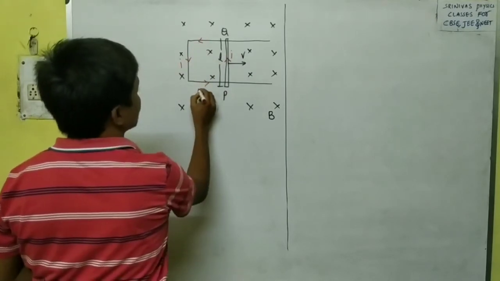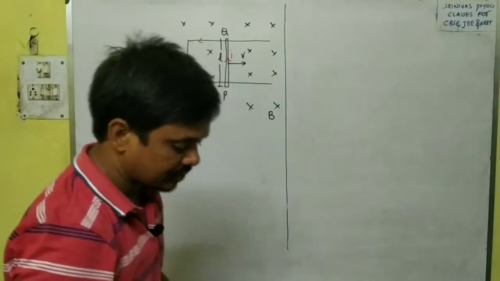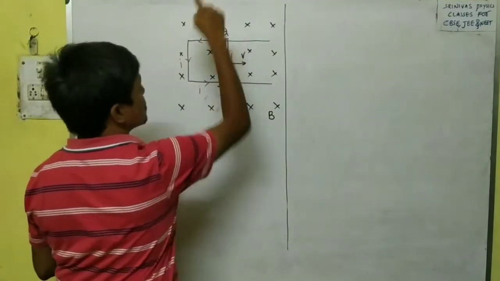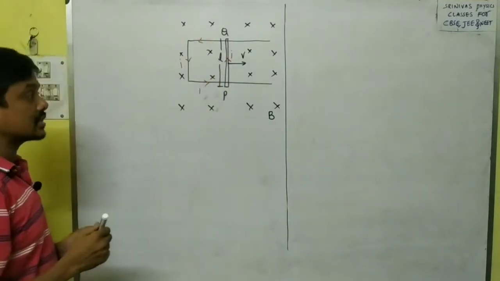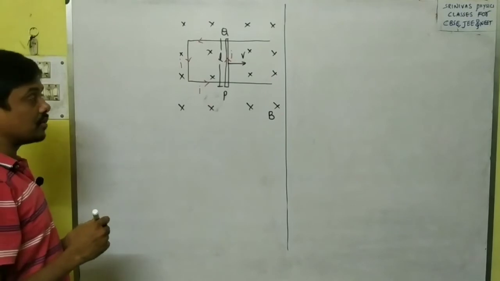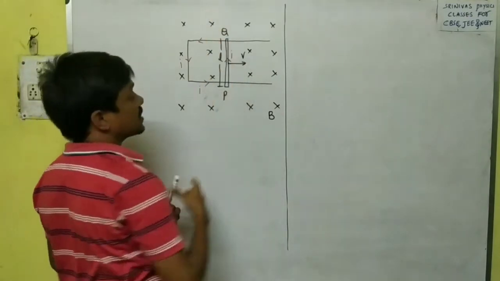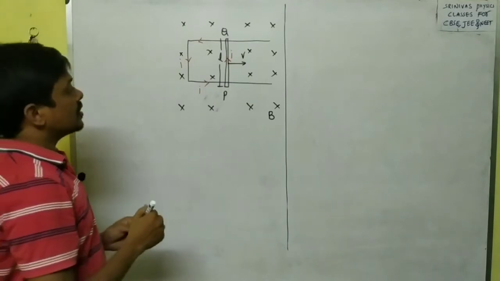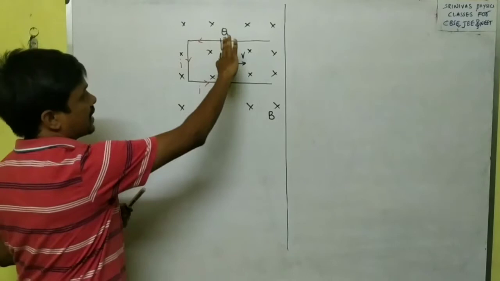Like this the current flows. This is the direction of induced current. Then when the induced current goes up, this is the direction of induced current. How do we find the direction of induced current? According to Fleming's right hand rule. Then, when you know the direction of induced current, PQ acts as a battery.